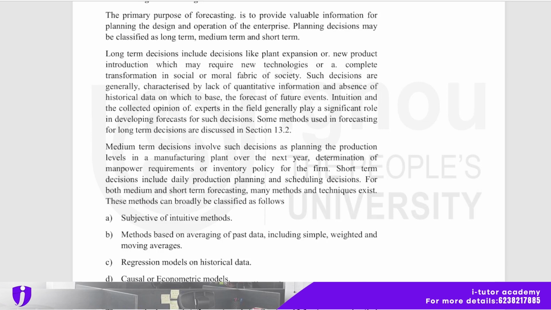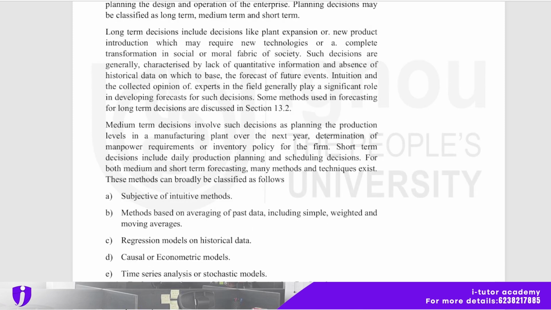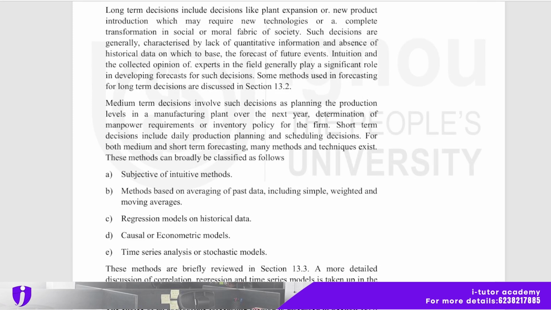A medium term decision involves such a decision as planning the production level in the manufacturing plant over the next year, determining manpower requirement or inventory policy for the same. Short term decisions include daily production planning and scheduling decisions.